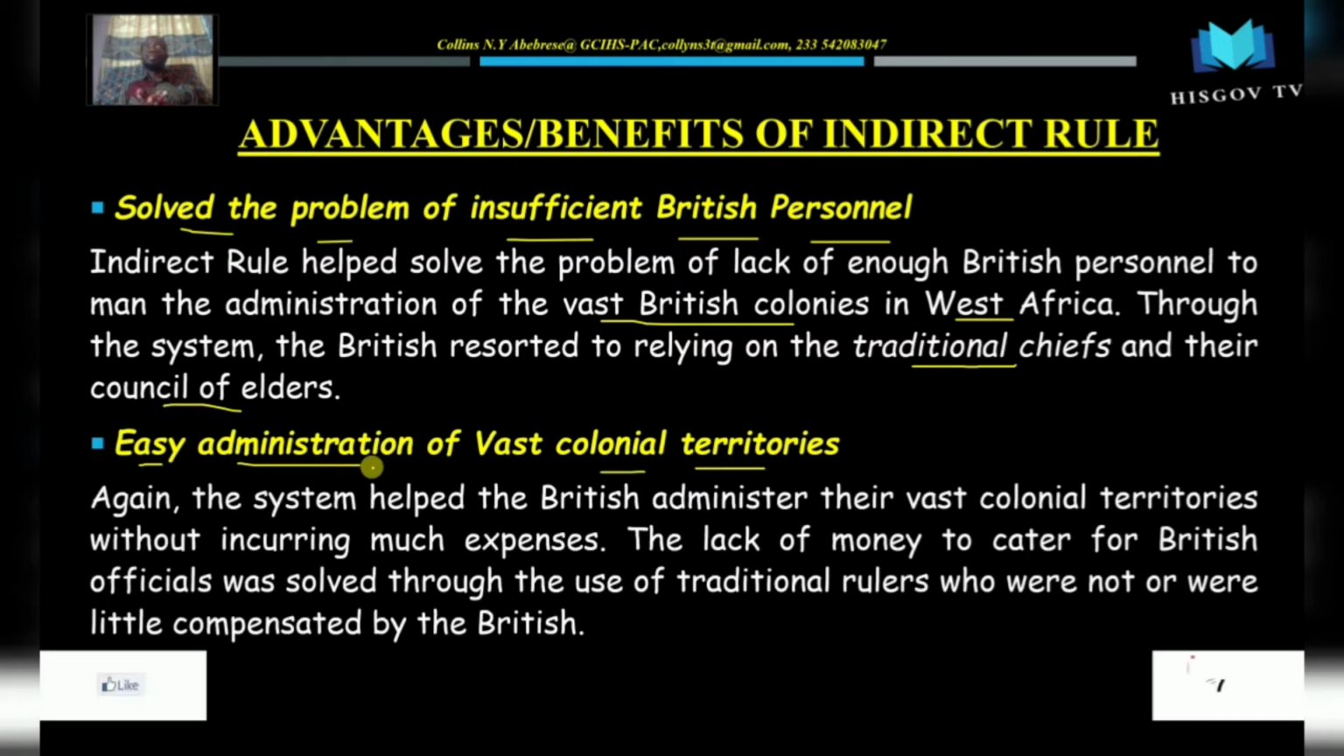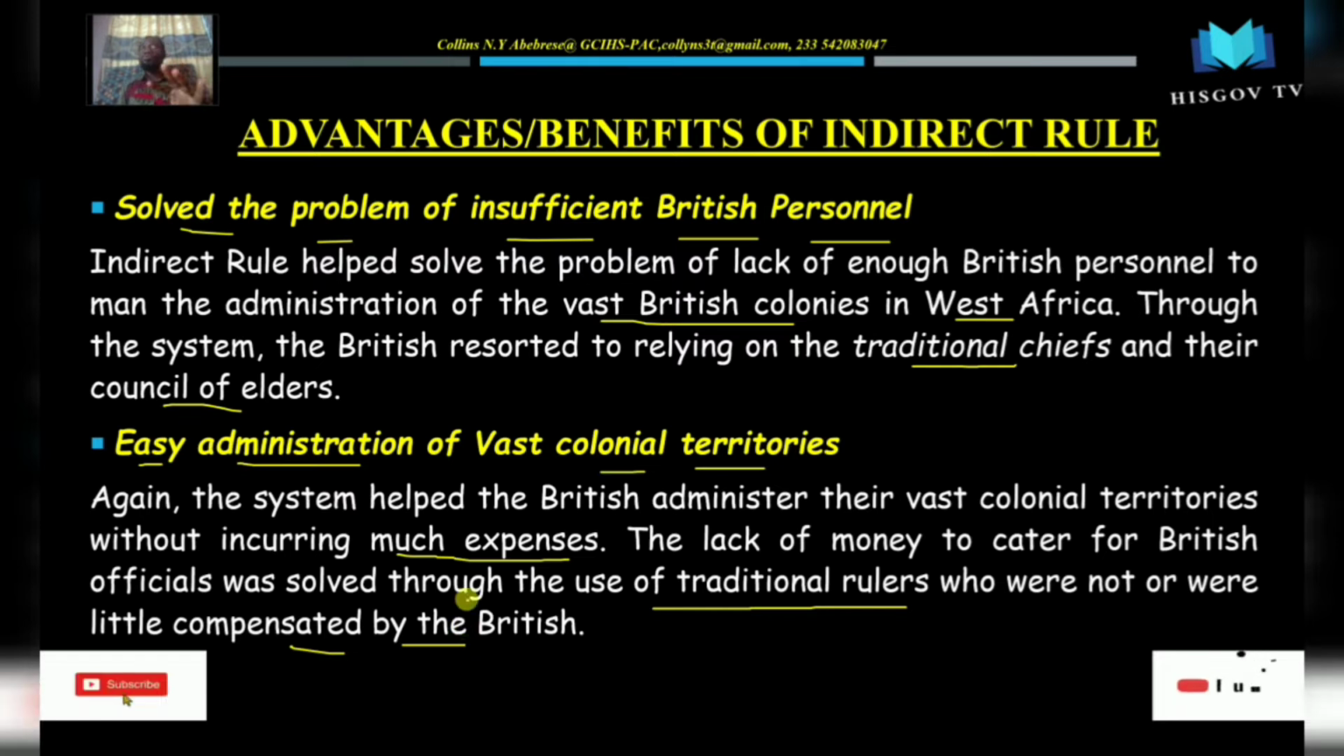Most of the colonial territories, or most of the colonies, were very, very large. And so what happened was that the system again helped the British to administer their vast colonial territories without incurring much expenses. So the lack of money to cater for British officials was also solved through the use of traditional rulers who were not, or were little compensated by the British.